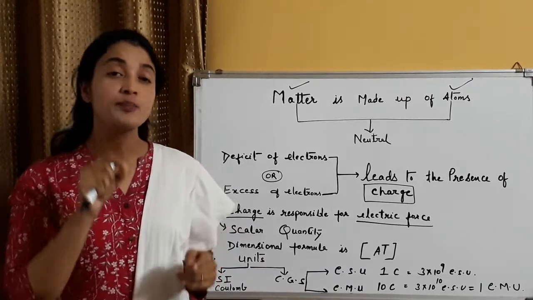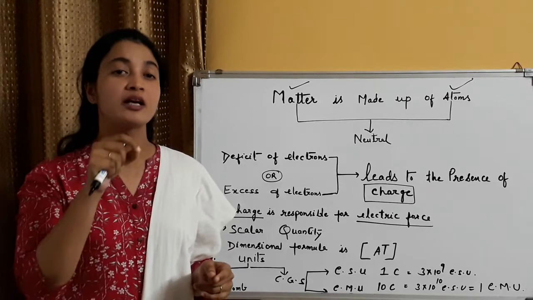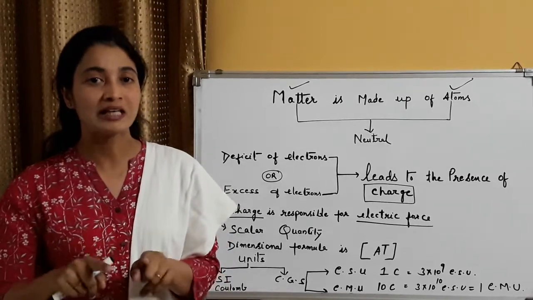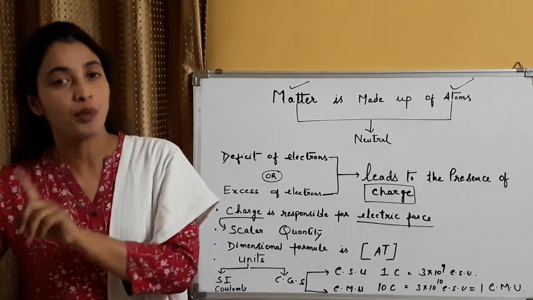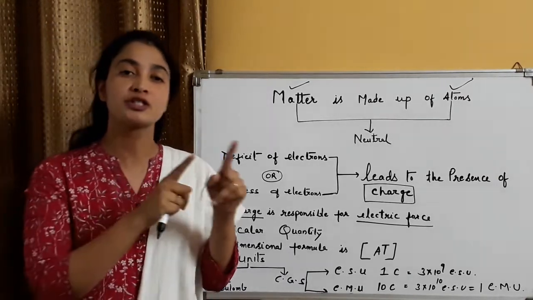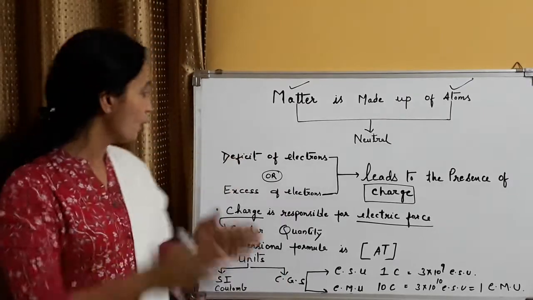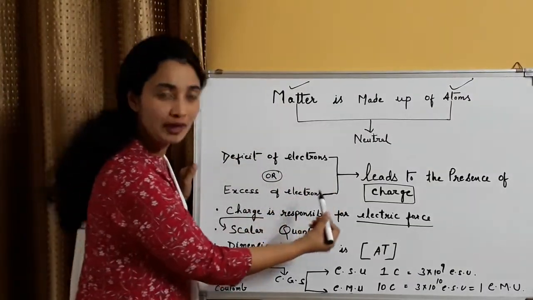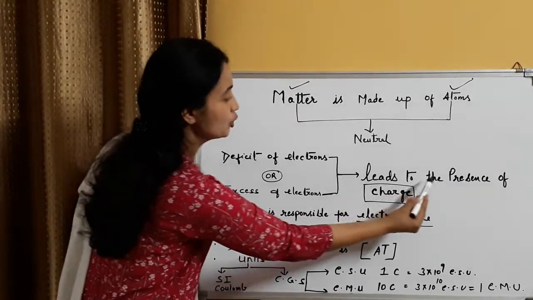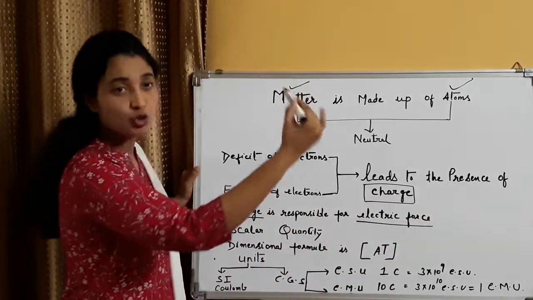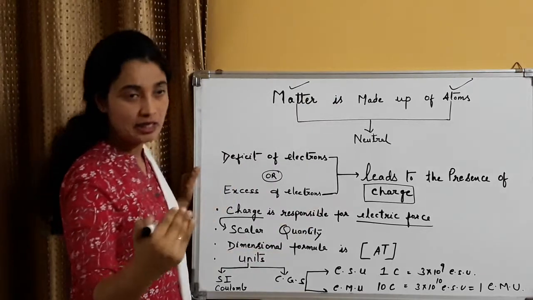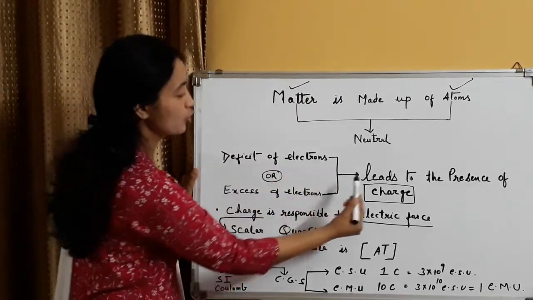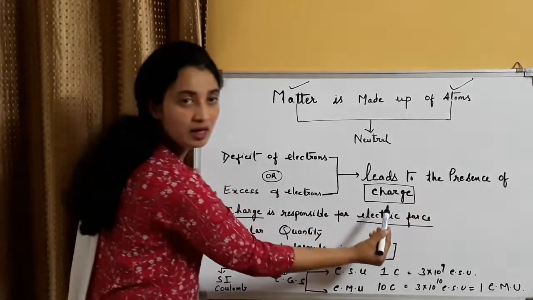Now electrons, it is basically only the transfer of electrons which gives rise to the concept of an atom being charged into a positive ion or being charged into a negative ion. So the deficit of electrons or excess of electrons leads to the presence of charge. You should take down these things. I tell you again and again, deficit of electrons or excess of electrons leads to the presence of charge.